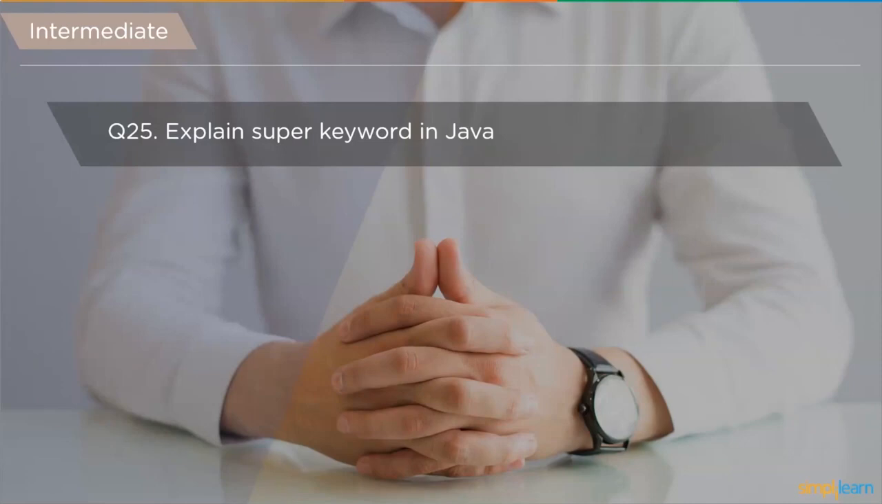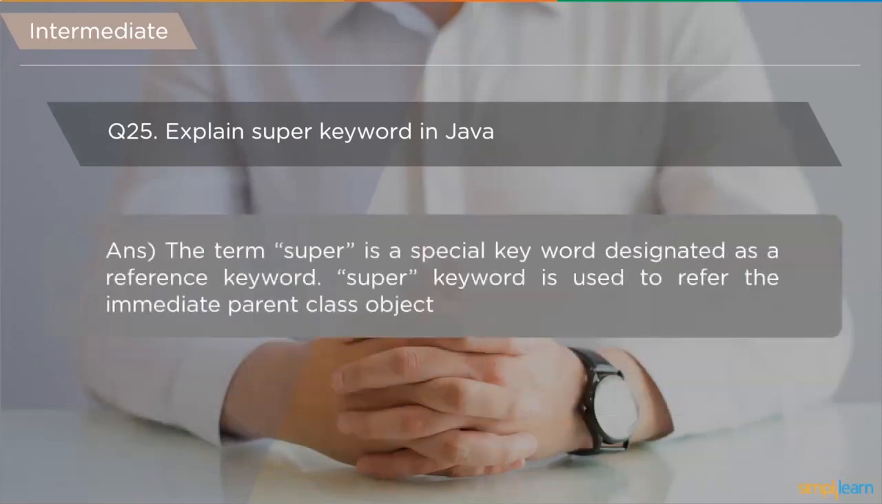Followed by the 24th question, we have our next question that says: explain the super keyword in Java. The answer is as follows. The term super is a special keyword designated as a reference variable. Similar to the this keyword, even the super keyword acts as a reference variable.